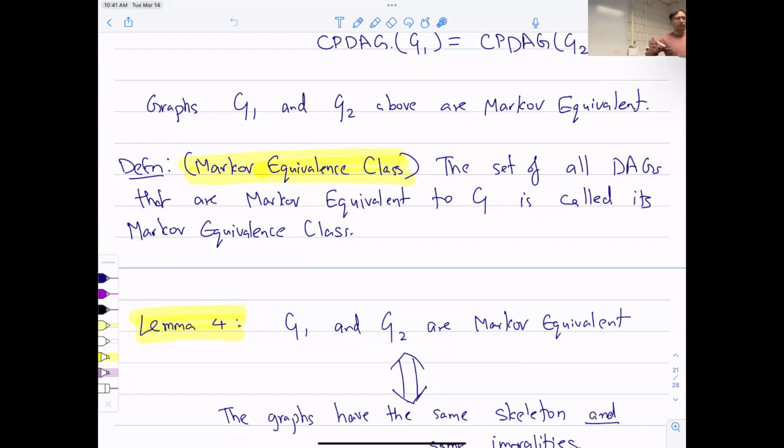So we talked about Markov equivalence of a pair of graphs. G1 and G2 are Markov equivalent if the set of distributions associated with each one are the same. So this automatically gives you an equivalence class. The Markov equivalence class is the set of all DAGs that are Markov equivalent to G. You give me a graph, look at the set of all other graphs that have the same set of distributions associated with them. That's a Markov equivalence class.